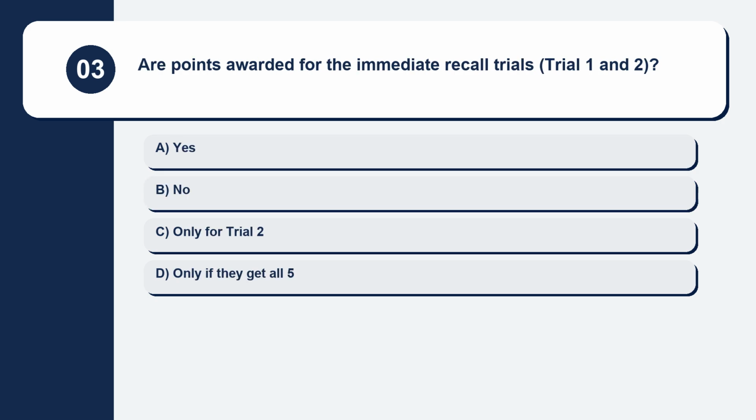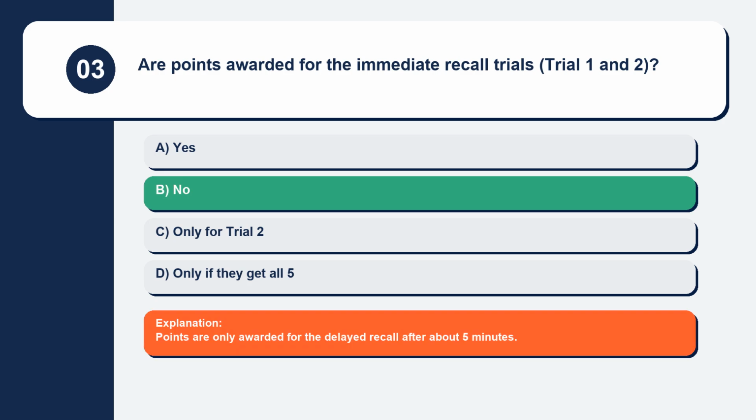Question 3. Are points awarded for the immediate recall trials, trial 1 and 2? Yes. No. Only for trial 2. Only if they get all 5. Points are only awarded for the delayed recall after about 5 minutes.